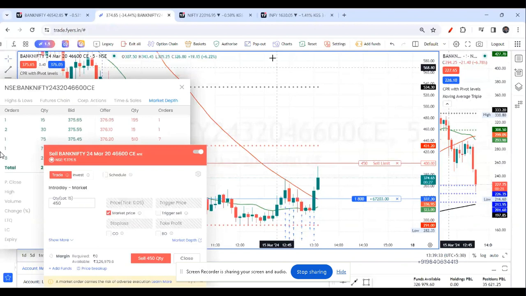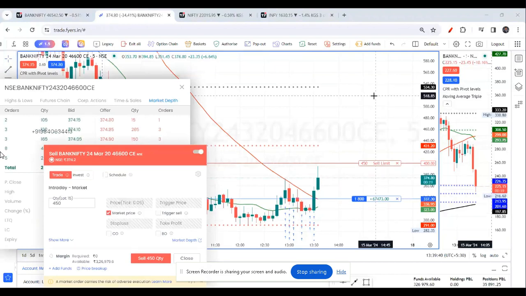Again, I would say if profit is the primary objective, I can close right now. Correct? My average is 340.